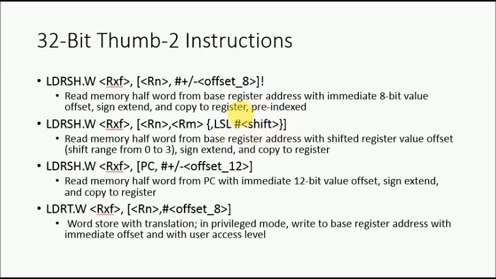Next is the LDRT.W Rxf, Rn, #offset 8-bit. So this instruction is going to load a word with translation. To indicate the translation, this instruction is basically used in the privileged mode. This instruction is related to the operating system. So it reads from the base register address with the immediate offset and with user access level.